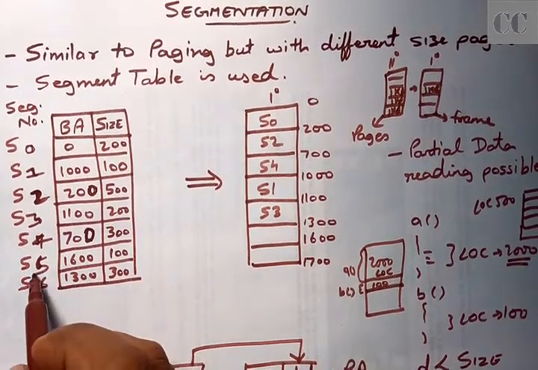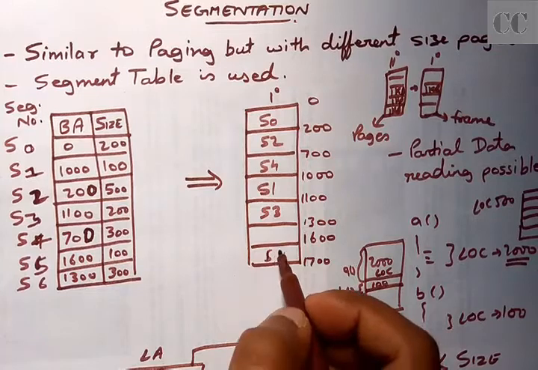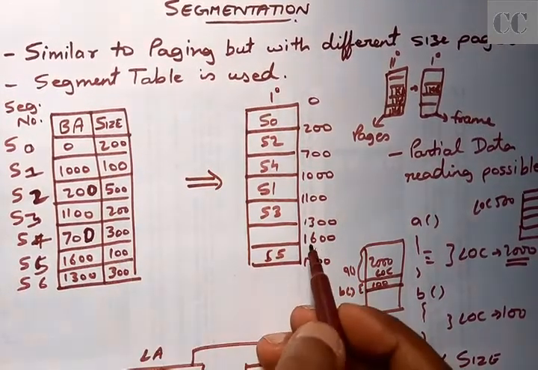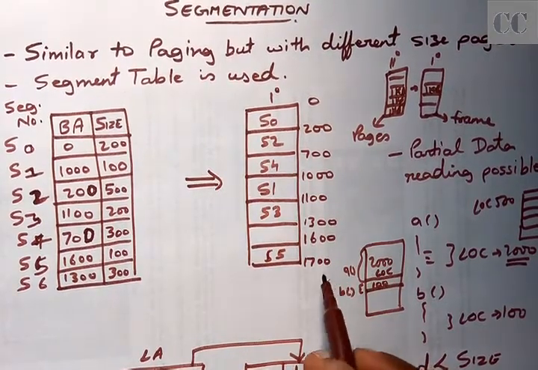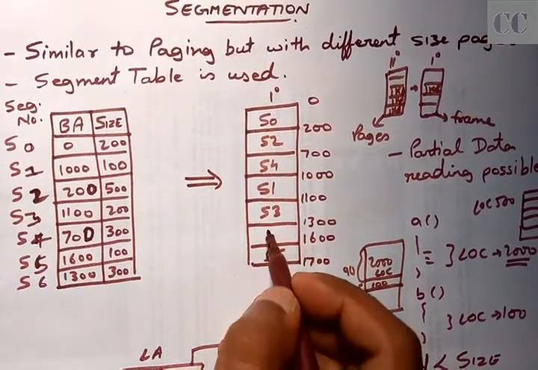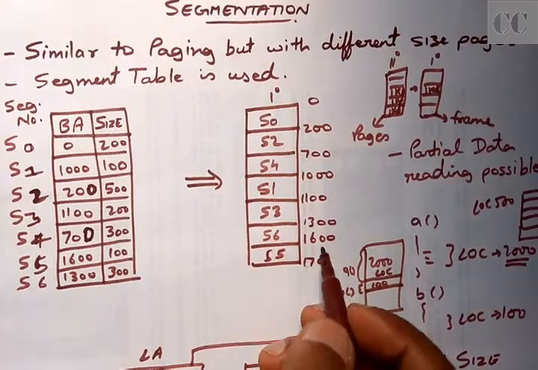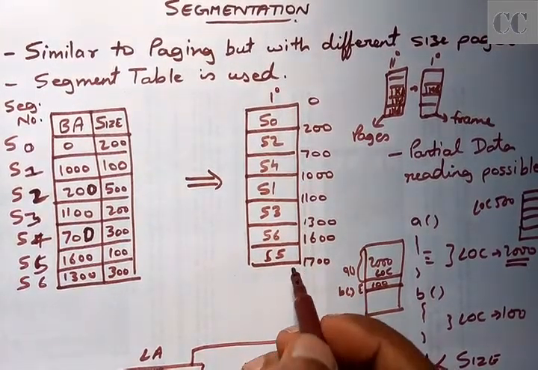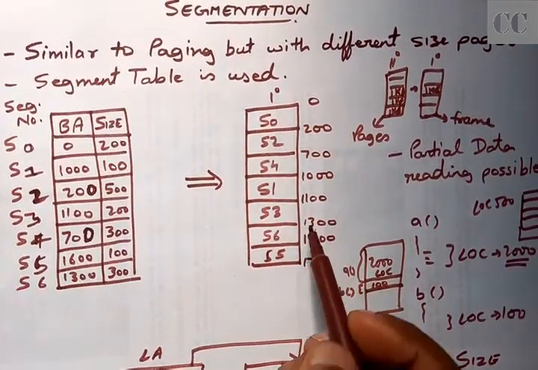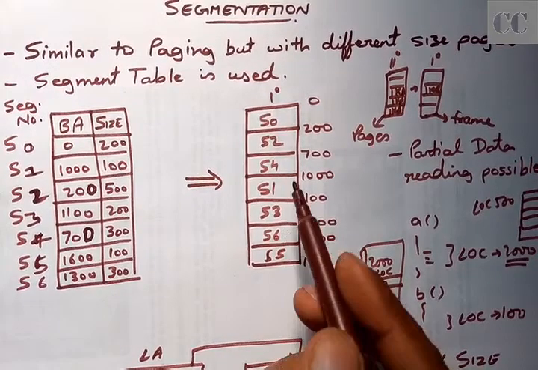Okay, next is S5. It starts from 1600 and goes up to 100 locations, till the 1700th location. And the last one is S6. It starts from the 1300th location and goes up to 300 locations, that is up to 1600. So this is how the segments may be arranged in the main memory. The thing to be noted here is that it is not at all sequential.